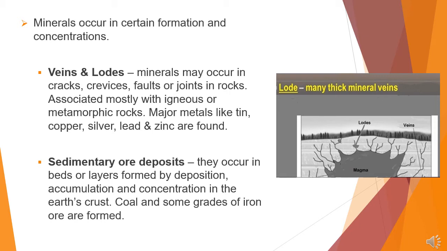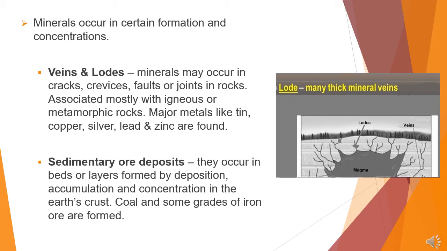So the minerals may occur in cracks, crevices, faults or joints in rocks. तो rocks में, cracks में, crevices में, उनके joints में the minerals can be found. Then associated mostly with igneous or metamorphic rocks. So veins and lodes are mostly found in igneous or metamorphic rocks. So the major metals like tin, copper, silver, lead and zinc are found.